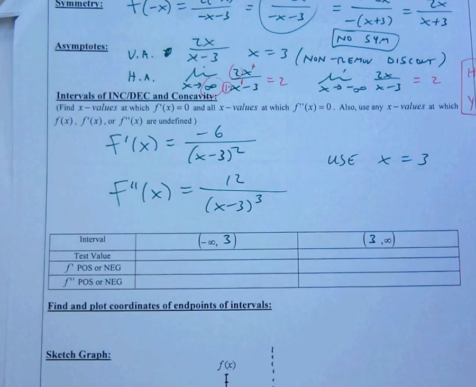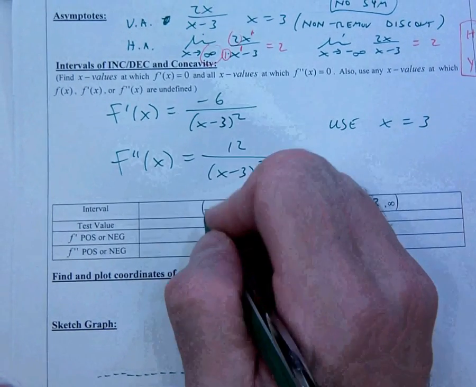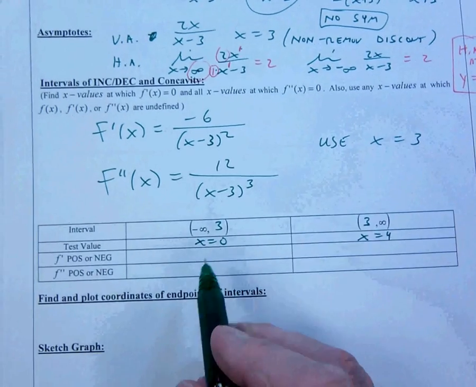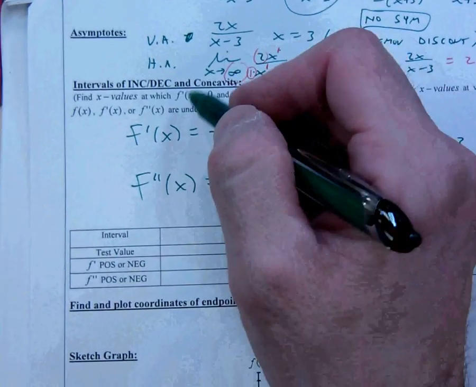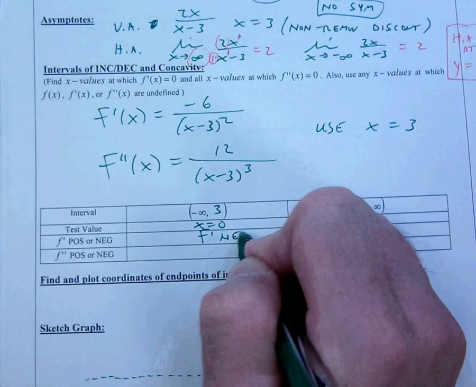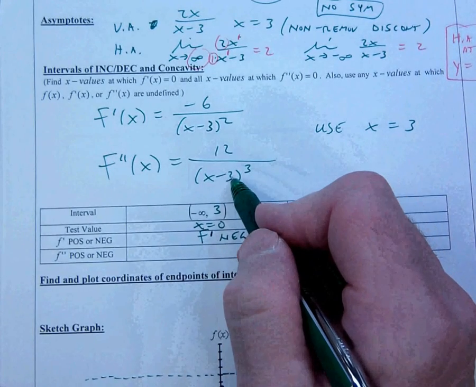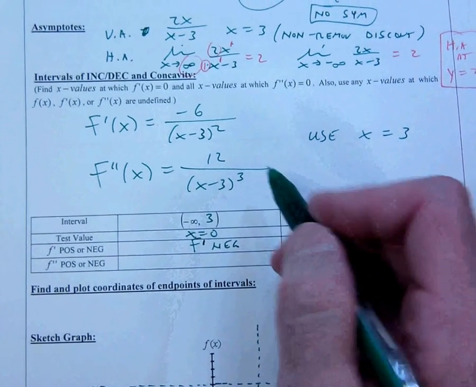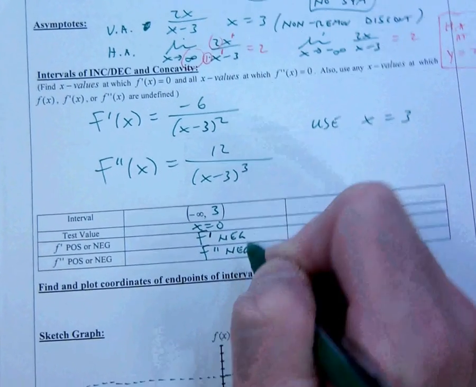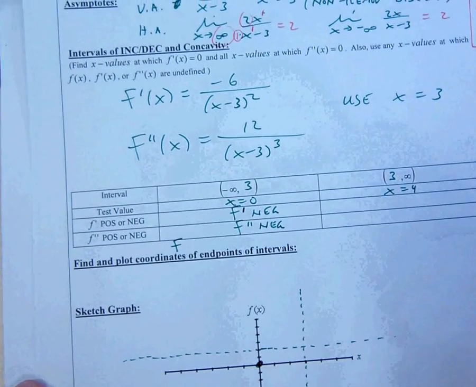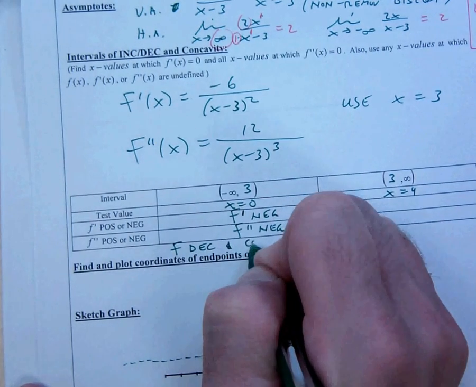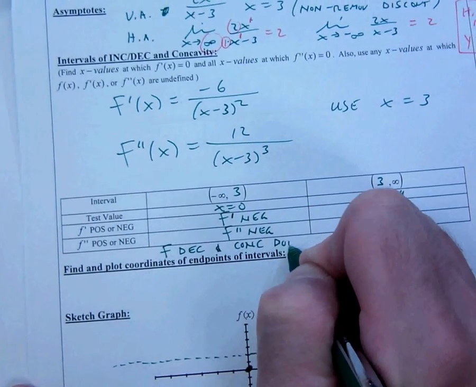Okay, here we go. Okay, so pick a test value here. Pick a test value here. Stick them into f prime and f double prime. So if I stick a 0 there, clearly this is negative, right? Stick a 0 there, I get negative, don't I? And therefore f is what? Decreasing and what? Concave down. Agreed, guys?